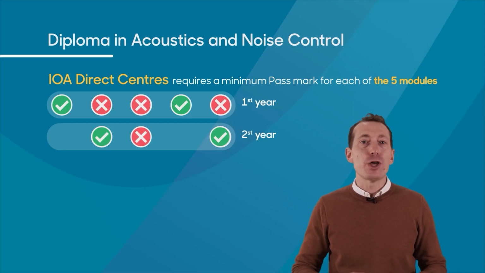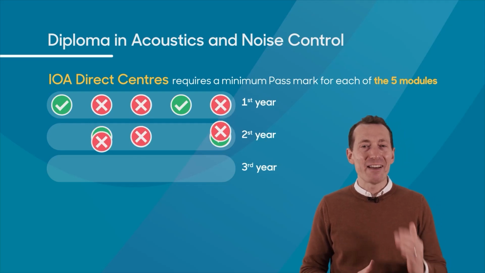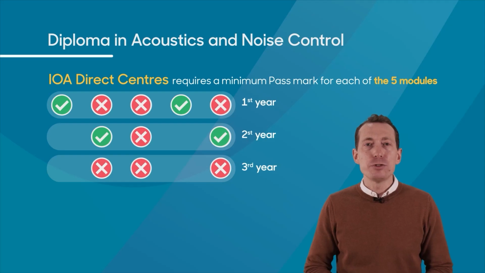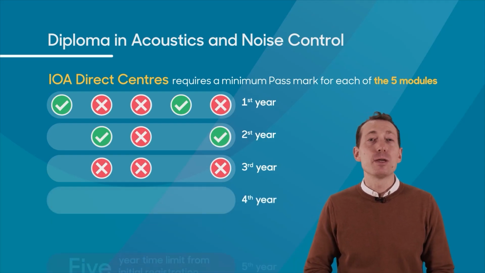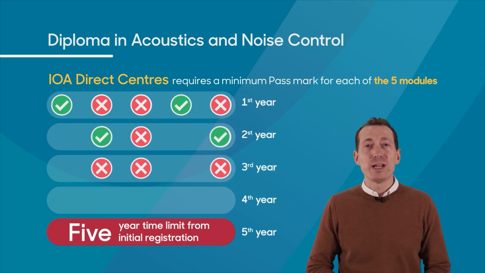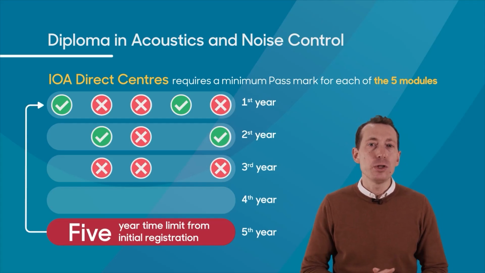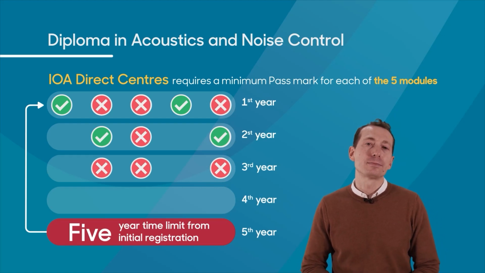If, for some reason, a 3rd year is needed, then the assessment for all previously failed modules have to be taken again. As before, we do our utmost to support your completion of the diploma, but there is a time limit of 5 years from commencing your studies, after which you will have to restart the entire qualification. And this is to ensure that the content and knowledge you have gained is still current and up to date.